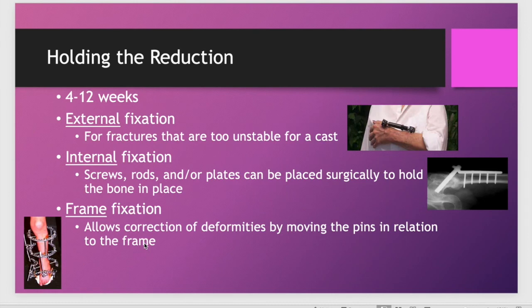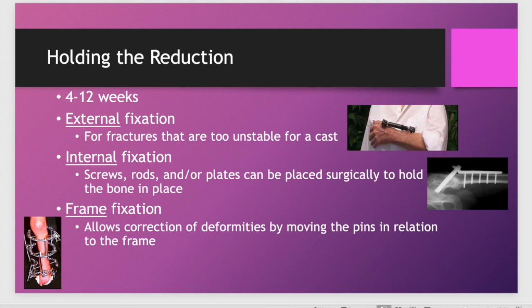As far as holding the reduction, there's external fixation. That is when the fracture might be too unstable for a cast, and that would look like this right here. Internal fixation would be what you see here, when rods, screws, or plates are placed surgically to hold the bone in place. Those are then typically left in.